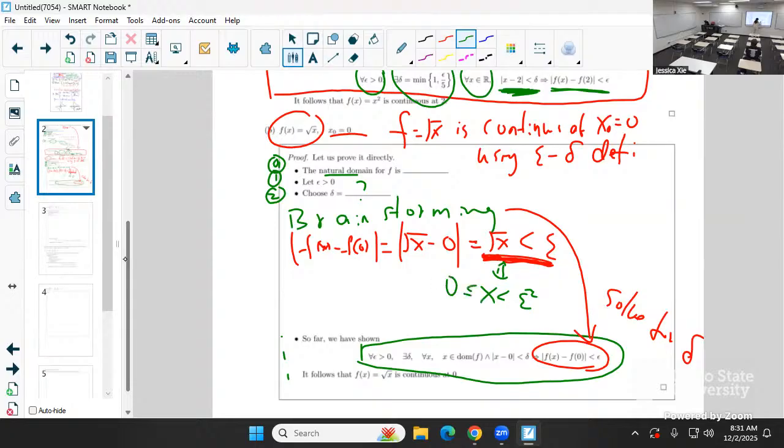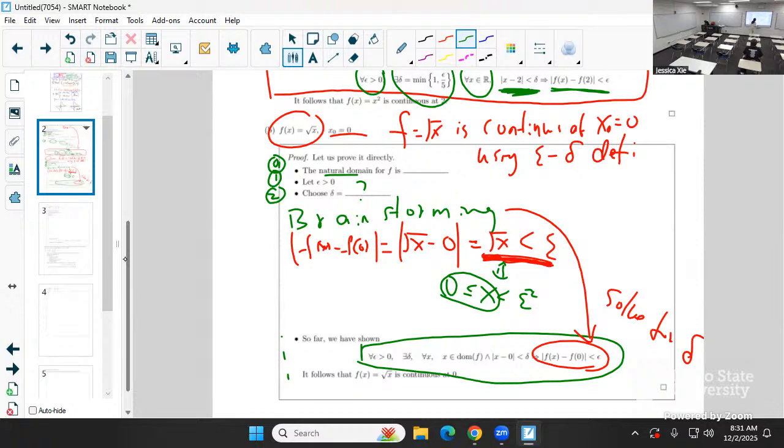So x should be non-negative because of the domain. In order to make sure that x is in the domain, x by default is a non-negative number. Yes. So would it be the minimum of 0 and epsilon squared? Okay, that's a good question.